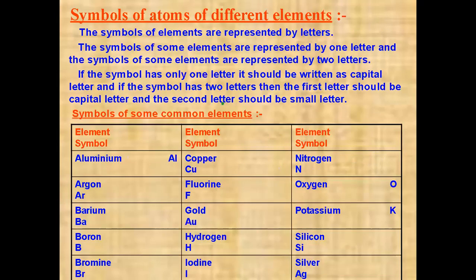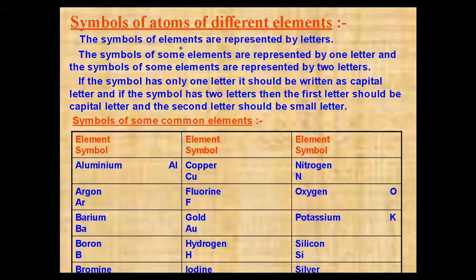Symbols of atoms of different elements. So in olden days, like now we are having different methods to memorize everything, different machines to teach us and all. But in the olden days, they did not have anything. They cannot remember, right? So they used to find different methods to memorize easily, and that is what we are still following.